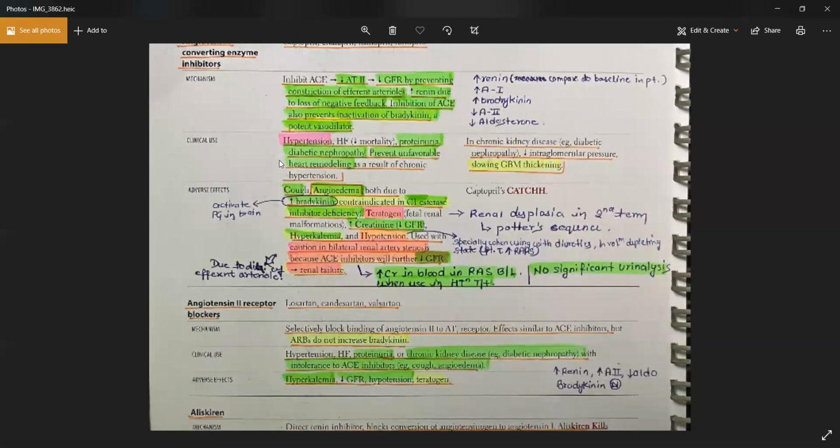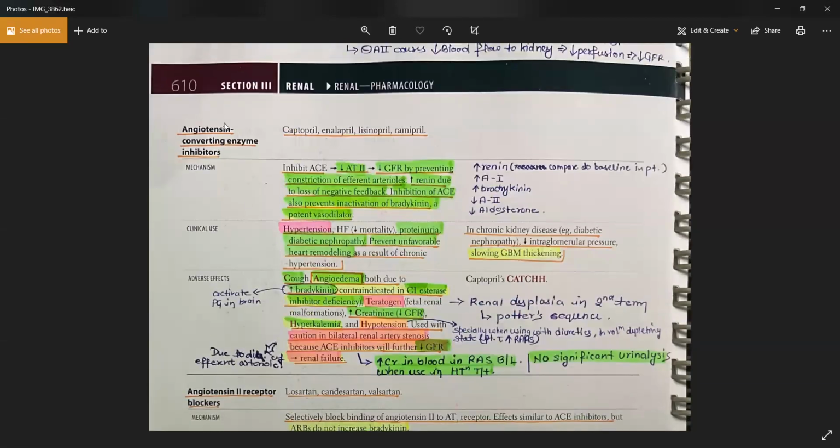Then you're having RAS inhibitors. Okay. And the first one is the angiotensin converting enzyme inhibitor. The function of this enzyme is to convert angiotensin 1 into angiotensin 2. And does anyone remember the location of this enzyme? In the lung. In the pulmonary veins, right?